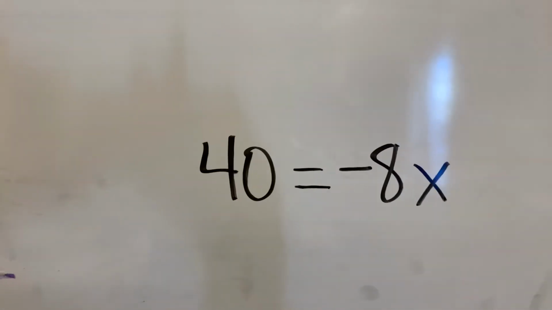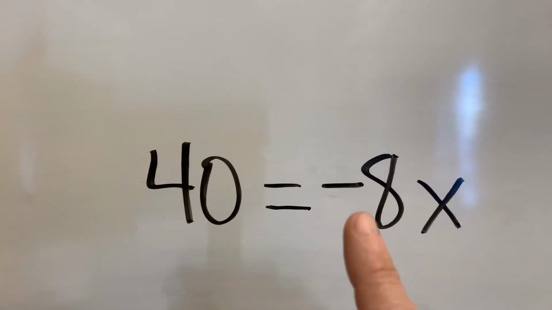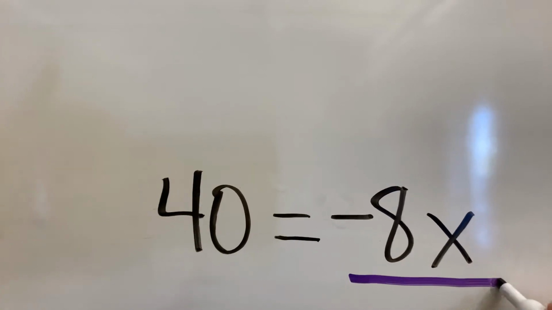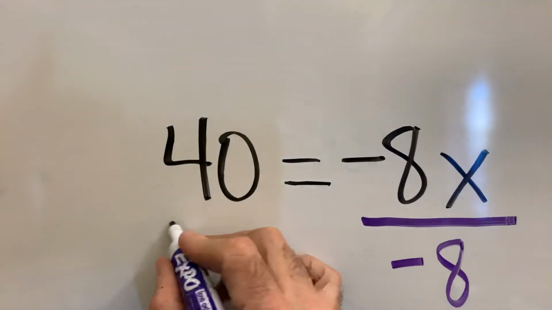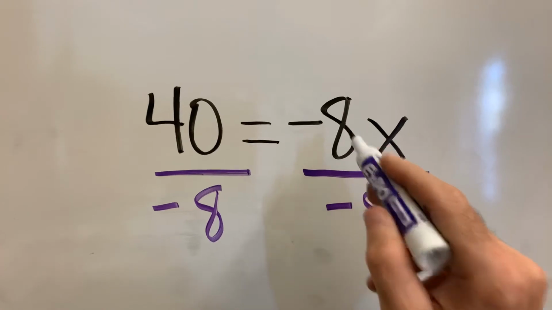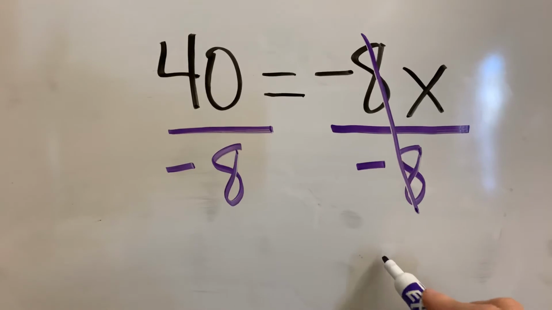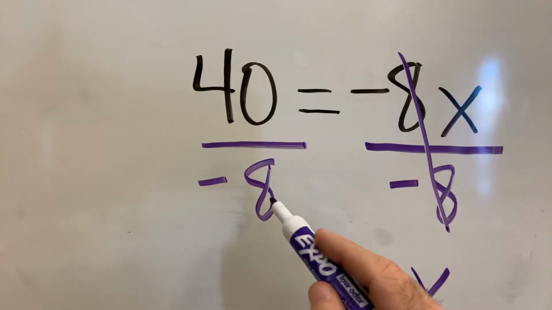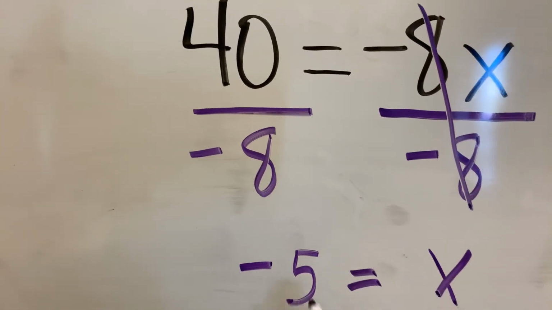Take a look at this problem. Same idea. It says 40 is negative 8 times what number? Well, if you say times, I'm going to divide. And I'm going to divide by the coefficient of x. What I did to one side, I have to do to the other. Any number divided by itself is always 1. So there's 1x in my right expression. 40 divided by 8 is 5. So 40 divided by negative 8 is negative 5.